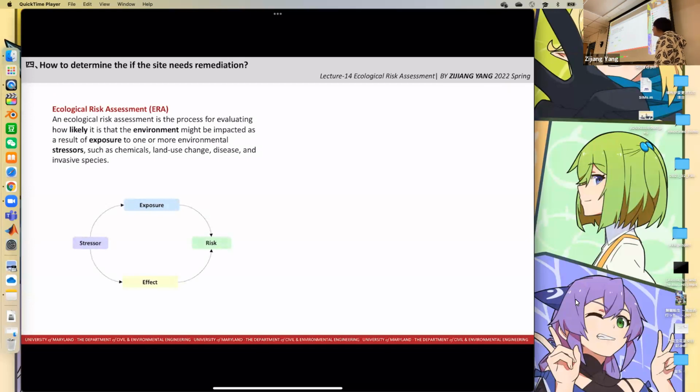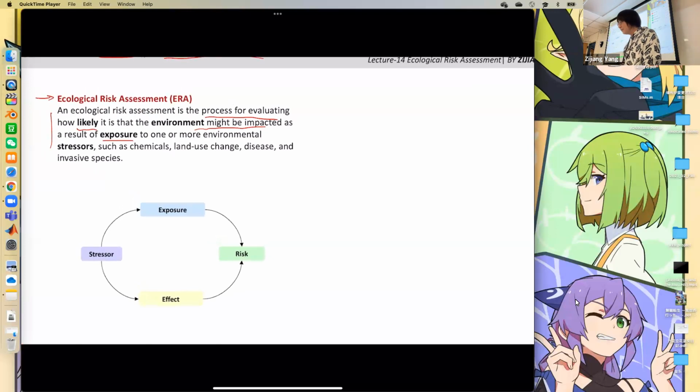Now here is a question. How do we determine if the site needs remediation, or how do we determine if the site is contaminated? This process is called ecological risk assessment. The full definition by EPA is a process for evaluating how likely it is that the environment might be impacted as a result of exposure to one or more environmental stressors, such as a chemical, land use, disease, and invasive species.